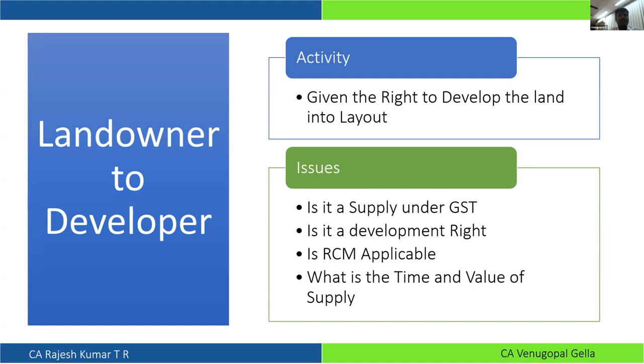So allowing someone to come into my land and do some activity, and in doing so, I am getting some plots. Now, it is very difficult to say that there is no supply, or even if there is a supply, what supply is there? So that is a question that has to be asked.